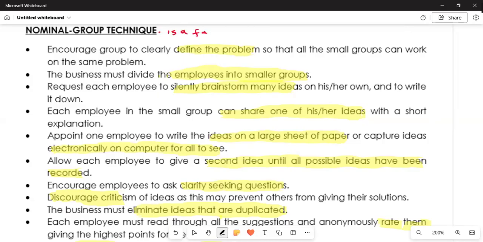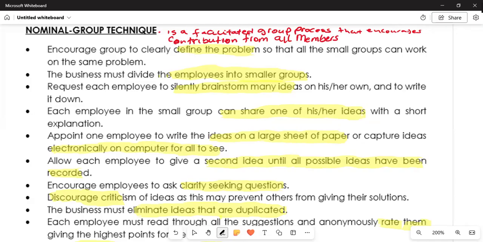It's a facilitated group process that encourages contribution from all members to generate ideas.